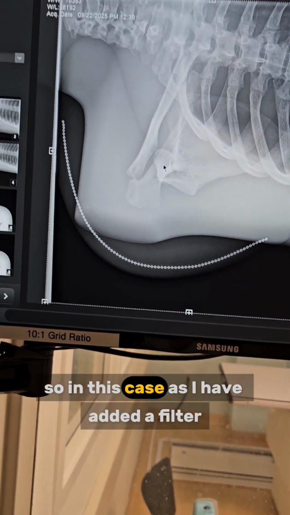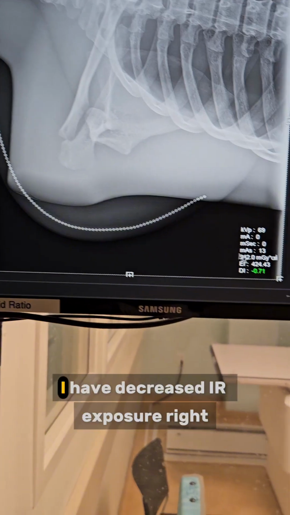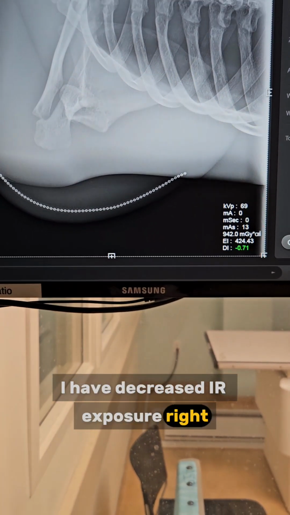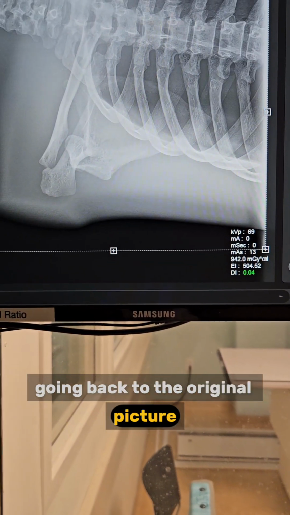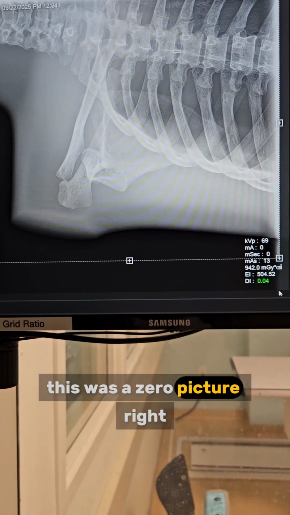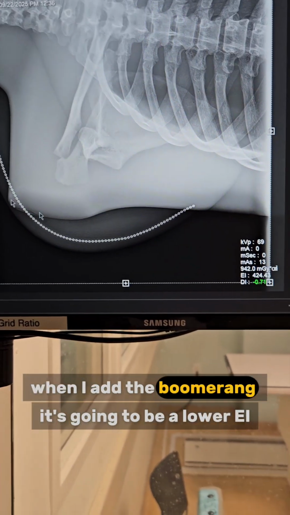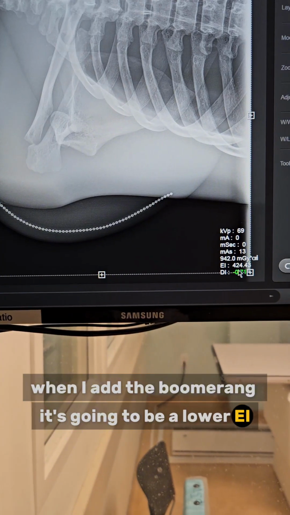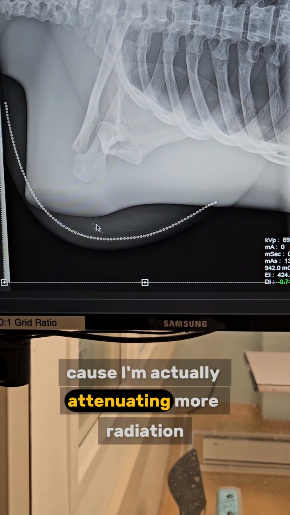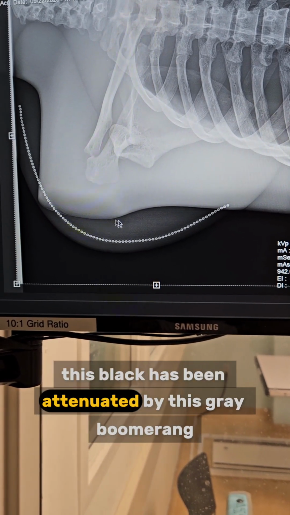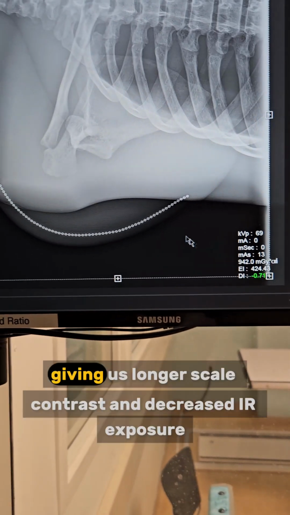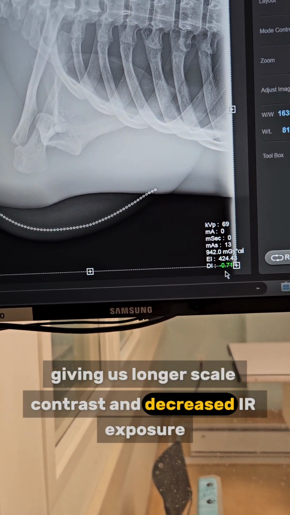So in this case, as I have added a filter, I have decreased IR exposure. Going back to the original picture, this was a 0 picture, more black and white, higher contrast. When I add the boomerang, it's going to be a lower EI because I'm actually attenuating more radiation. This black has been attenuated by this gray boomerang, giving us longer scale contrast and decreased IR exposure.